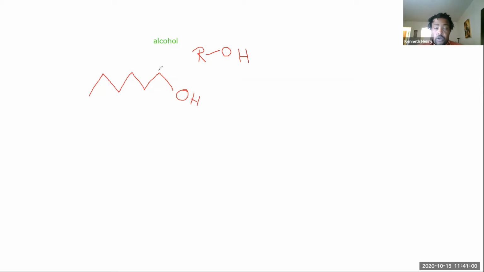The way that we name alcohols is we always want to count our carbons. 1, 2, 3. Let me use a different color so you don't think it's a side chain. I actually thought it was a side chain for a second. 1, 2, 3, 4, 5, 6. Okay, so it's a 6 carbon.